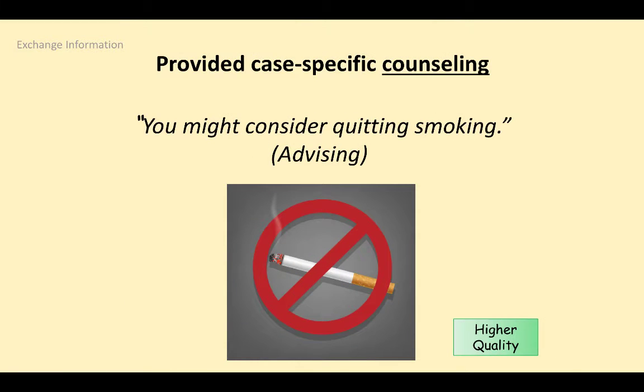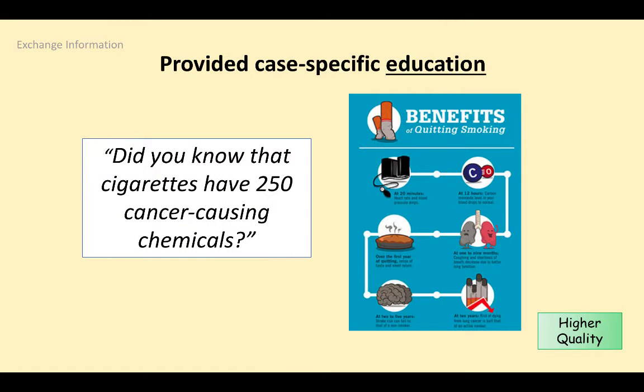You have specific cases that may require some specific counseling. So for example, if you were a smoker, they may advise you to quit smoking. So look for that under information exchange. They may provide some case-specific information. So again, if you're a cigarette smoker, they may say something to the effect of, did you know that cigarettes have 250 cancer-causing chemicals? You don't evaluate whether or not the information is correct. You just want to evaluate whether or not the information is clear.